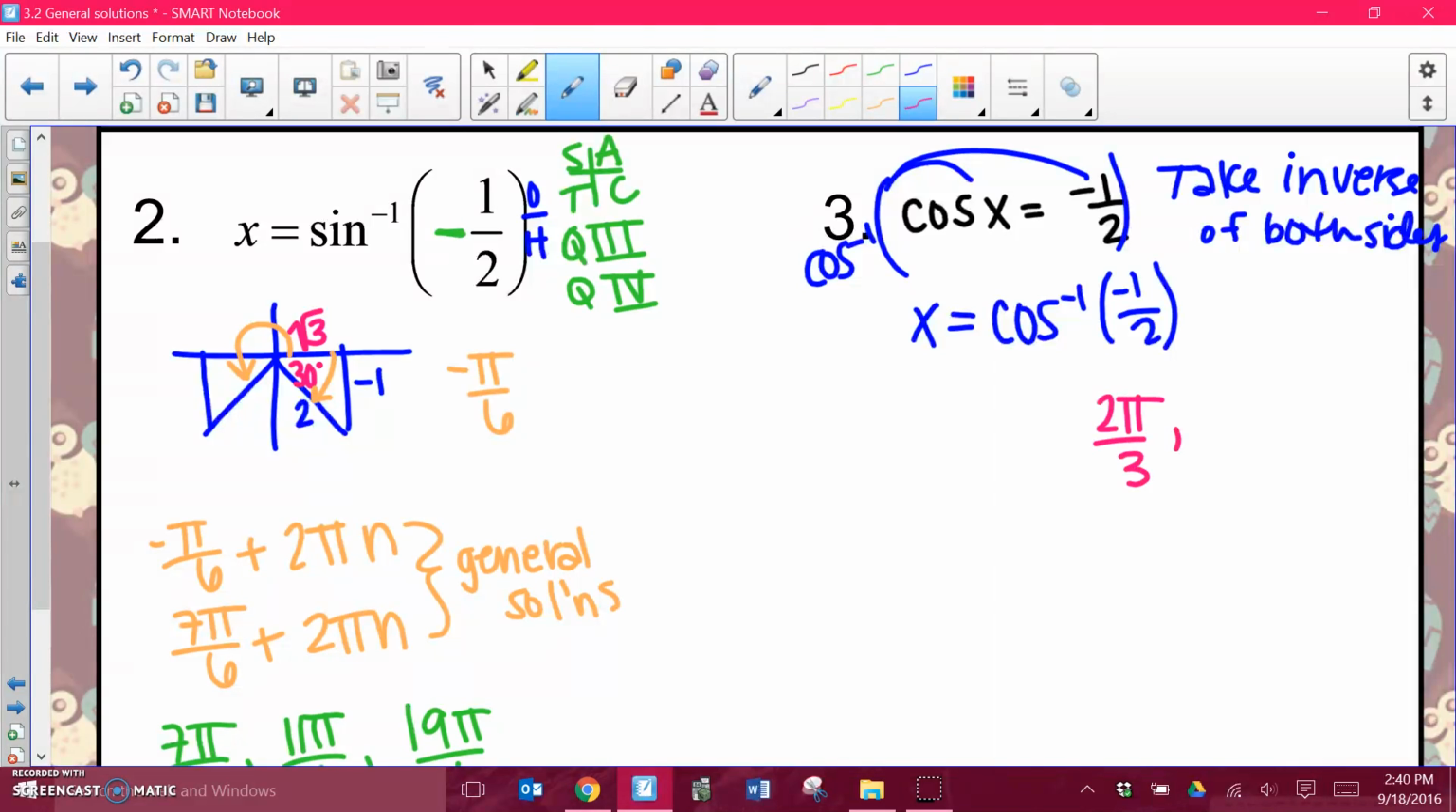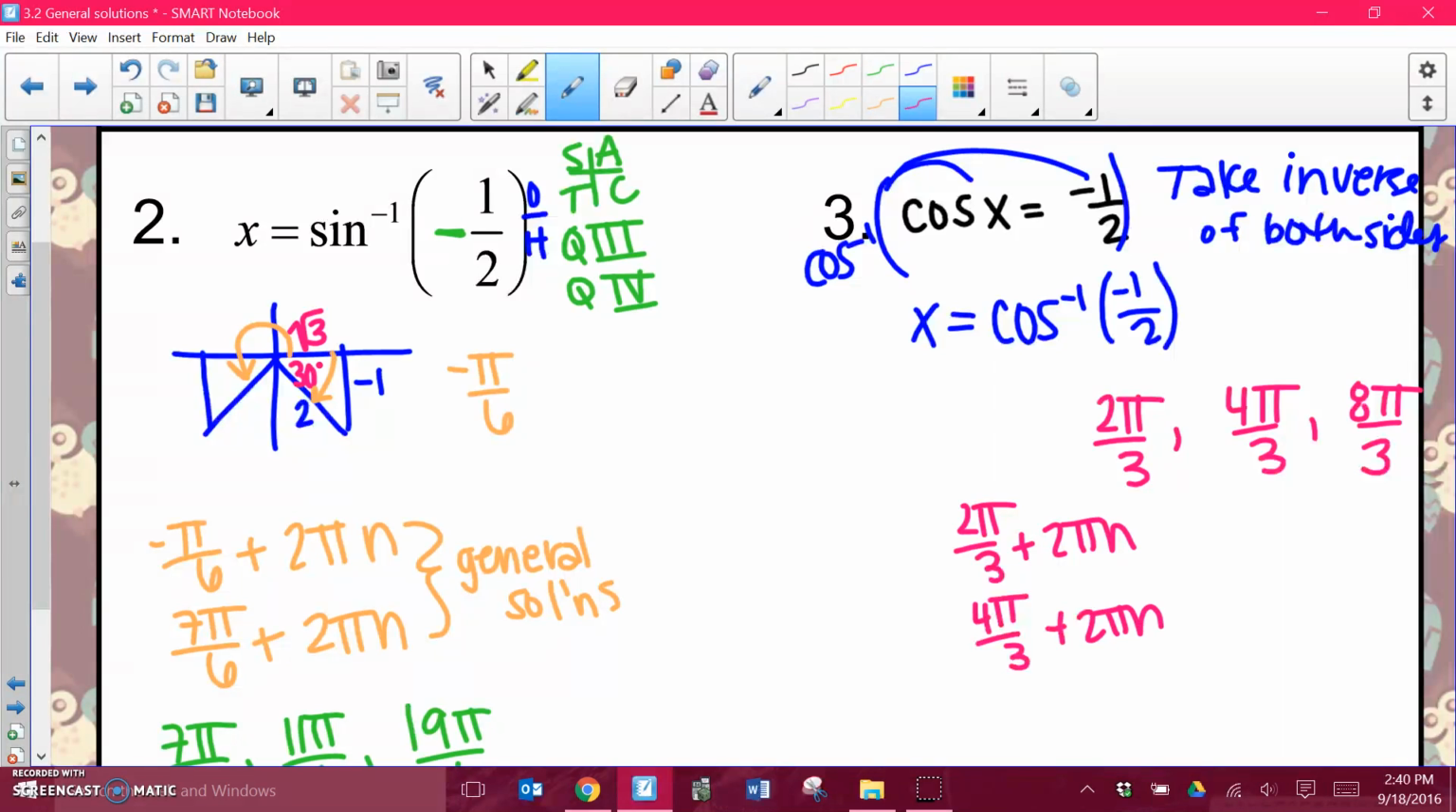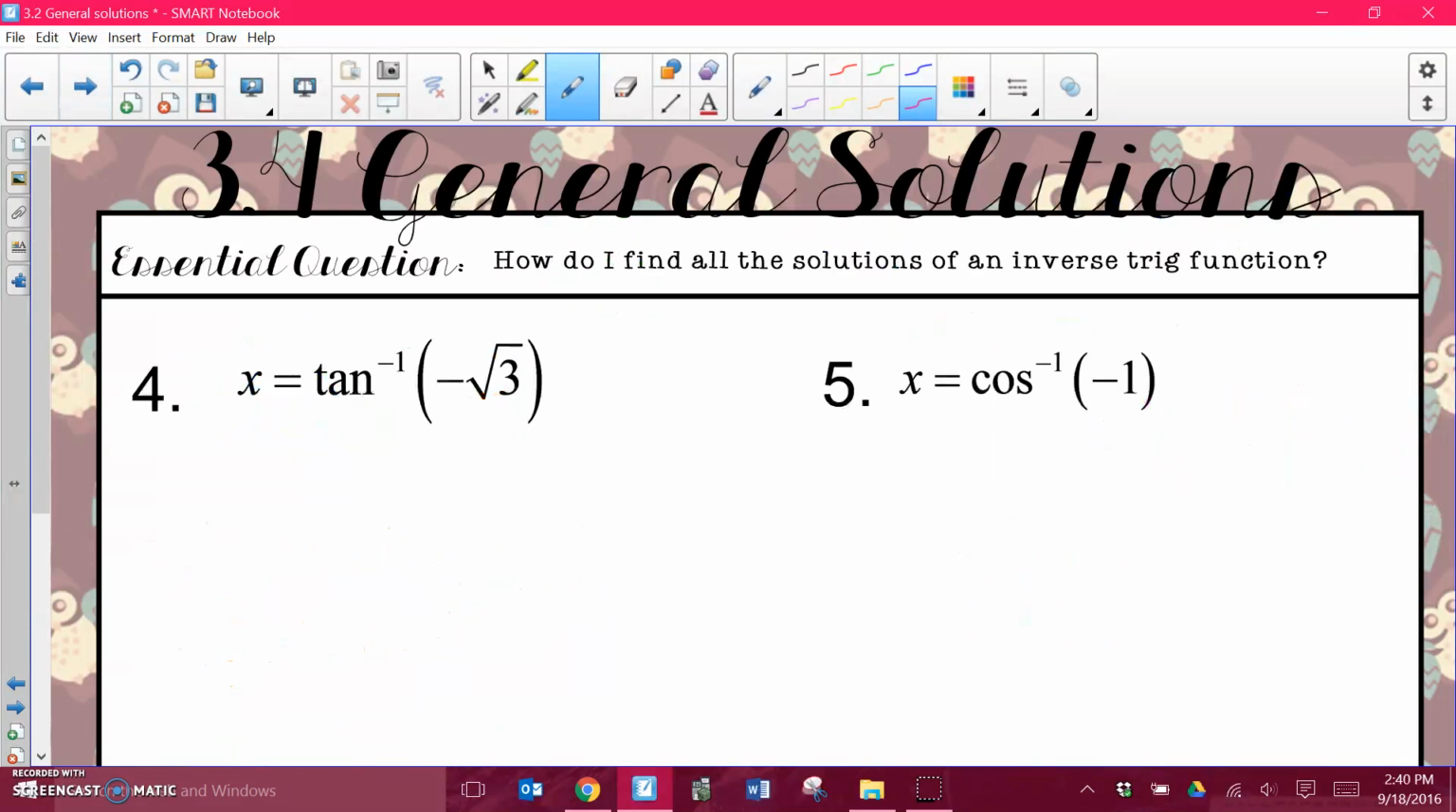Okay, here are your answers. These would be the first 3 positive solutions for this. And so if I wanted my general solutions, it would have been 2 pi over 3 plus 2 pi n, and 4 pi over 3 plus 2 pi n. Okay, let's look at one of them that is a tangent equation.